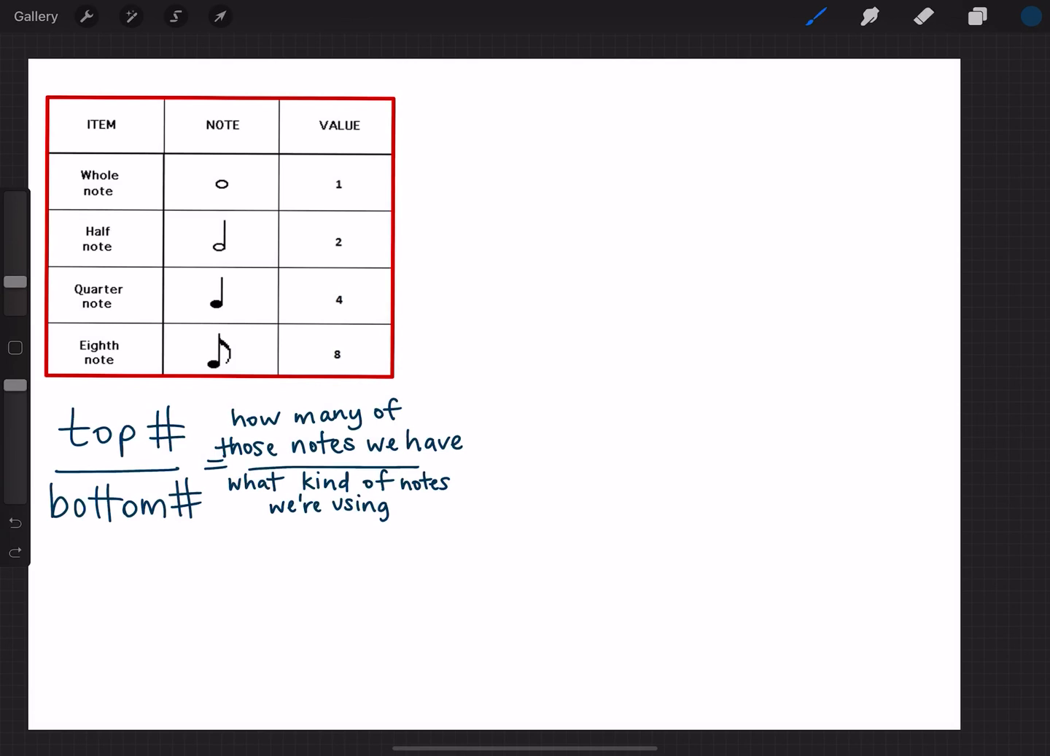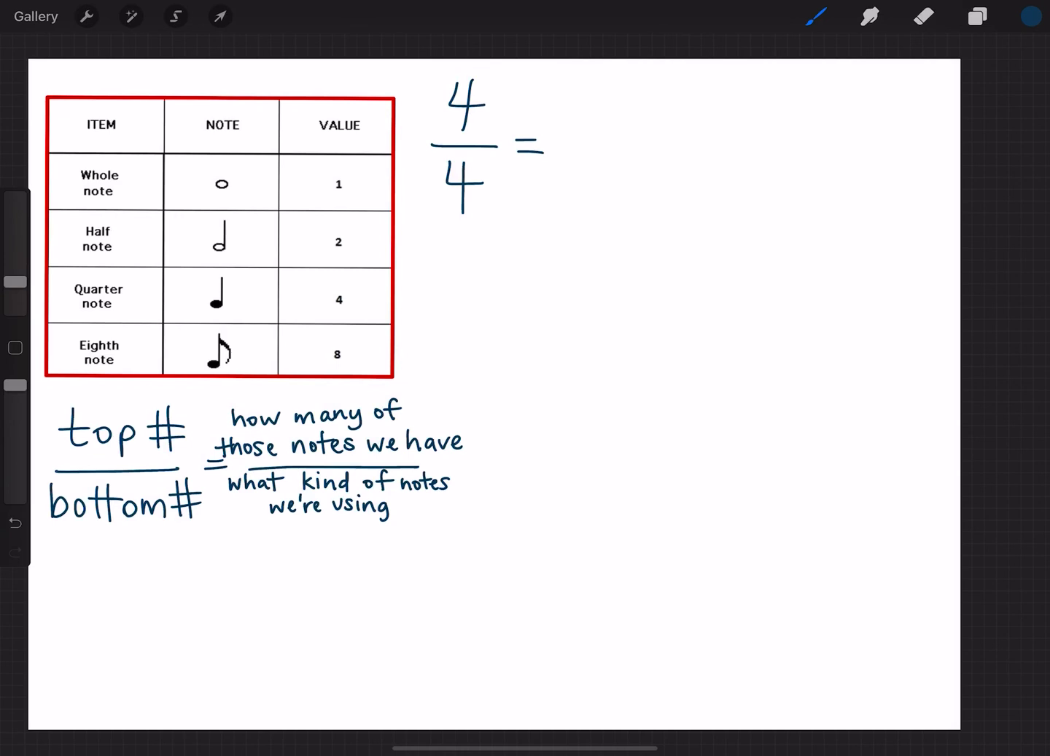So let's do an example. Let's do 4/4. This is a very common one. If we use our little chart and our little example down here below the chart that explains the top number and the bottom number, we can figure this out, okay? So first of all, we're going to look at that bottom number. Now, look over here on the left. The bottom number tells us what kind of notes we're using, okay?